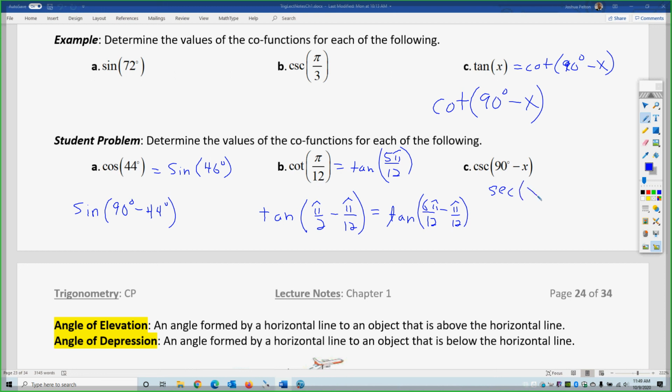Okay, so here, 90 minus x is going to give me cosecant. So secant is simply just x. And you can go back and forth between that to figure that out. Okay? All right, that is the end of part 2.